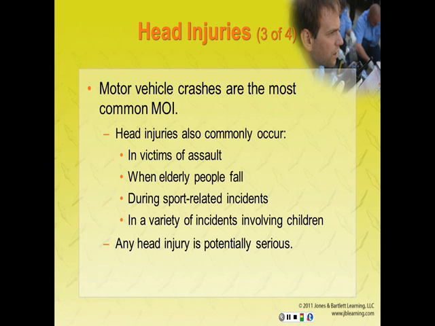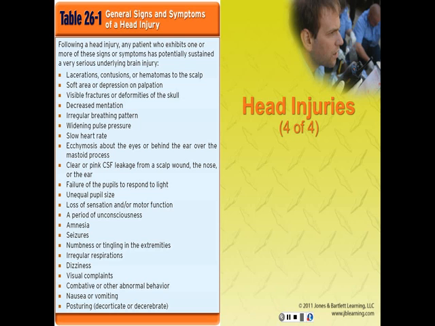Motor vehicle crashes are the most common MOI for head and spine injury. More than two-thirds of people involved in motor vehicle crashes experience a head trauma. Head injuries also occur commonly in victims of assault, when elderly people fall, during sports-related incidents, and in a variety of incidents involving the younger population. Any head injury is potentially serious if it's not properly treated. Table 26-1 gives you some general signs and symptoms of a head injury, and you can use it as a study guide.